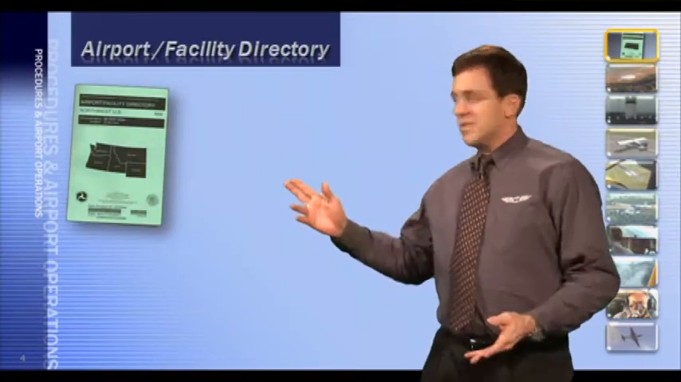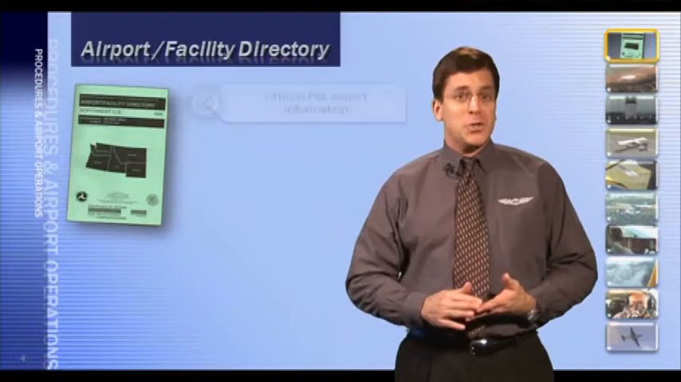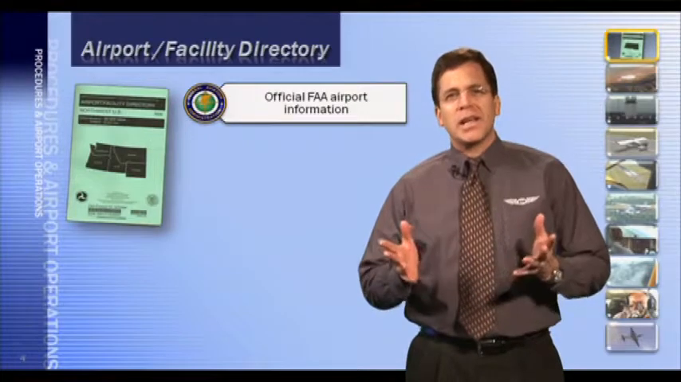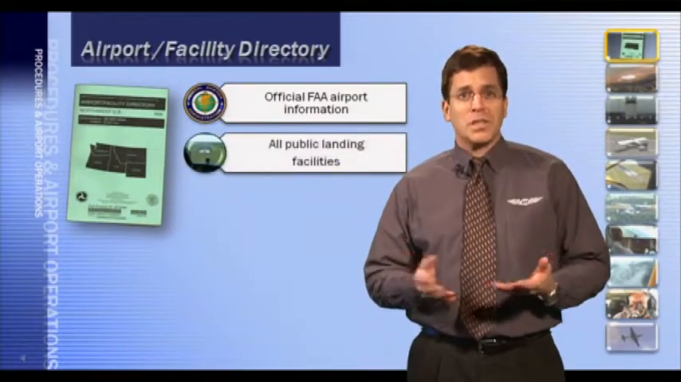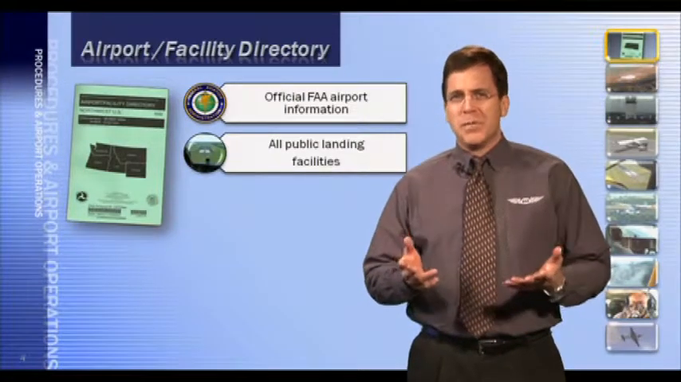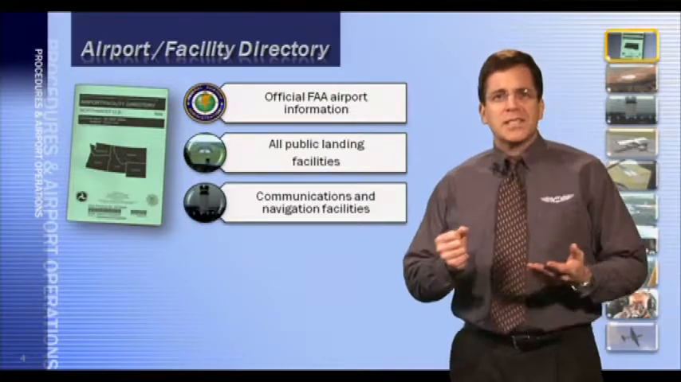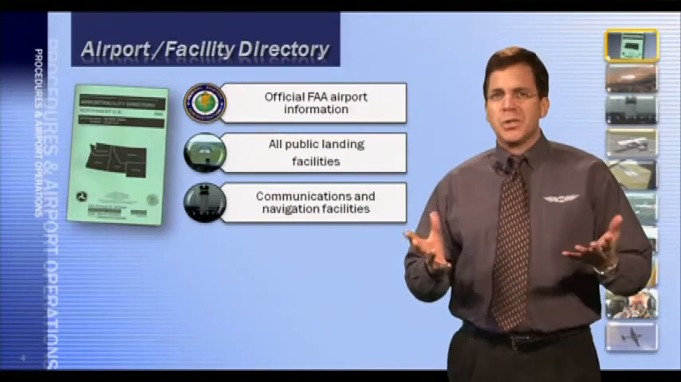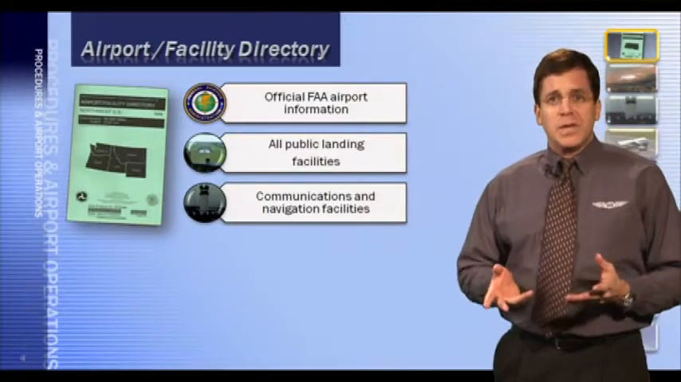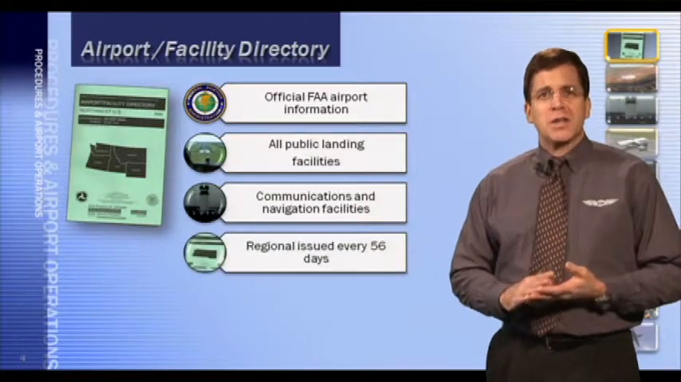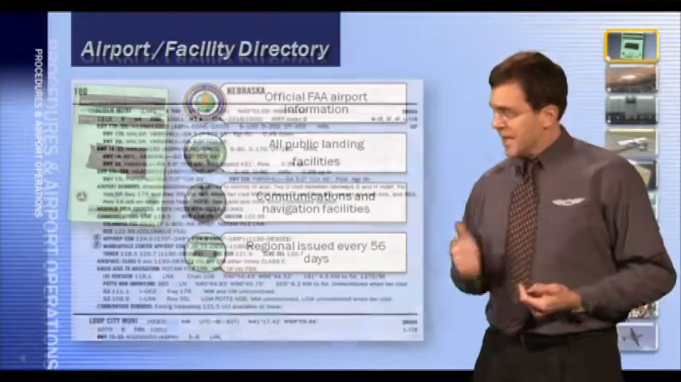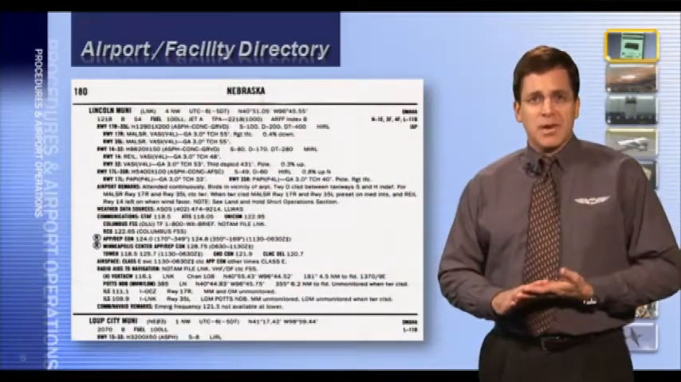Now, the Airport Facility Directory is a great place to find official information about airports. The Airport Facility Directory is designed primarily as a pilot's reference to all airports, seaplane bases, and heliports that are open to the public. It includes information about communications and frequencies, navigational aids, and special notices and procedures. The Airport Facility Directory is divided into booklets for different regions, and updated versions are published by the FAA every 56 days. Now, here's an excerpt from an airport facility directory.